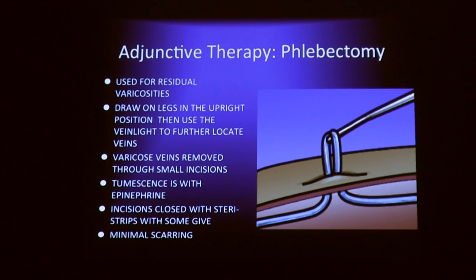Now how about phlebectomy? Once we've closed those trunkal veins, the trunk of a tree, and we've let the branches that were communicating with the trunk of the tree shrink up, we have a variety of other little branches that are left. What do we do with those? They're too curlicue, small, whatever to heat, so we poke and pull, and that's called phlebectomy. We just make teeny little incisions, we stick a hook in, and we pull them out. That's all, and then we put little bandages on them. They do extremely well.